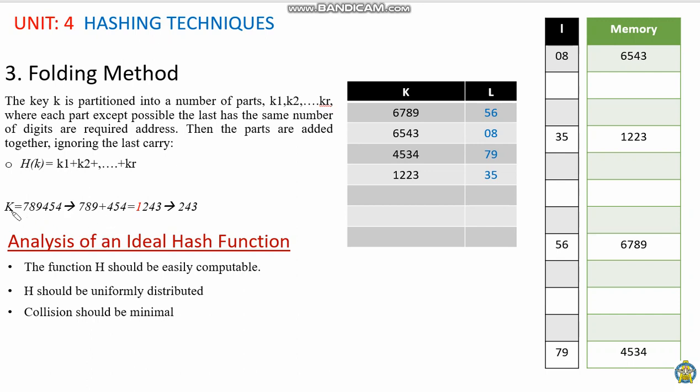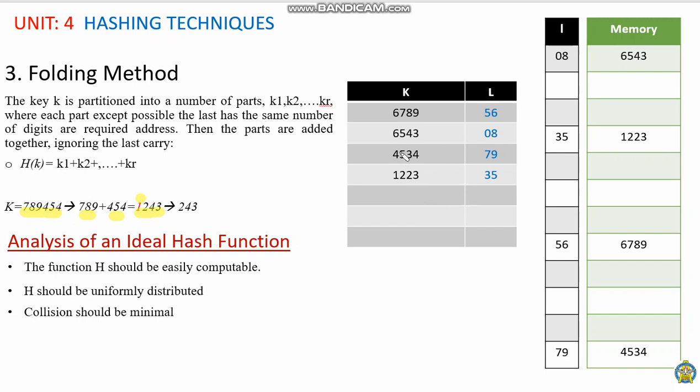So let's say k is 789454, a random number. Then we divide it into 3 digits each. So 789 plus 454. We add these and get this number. Then we ignore the last carry. So 1 is ignored, and it goes to memory location 243.